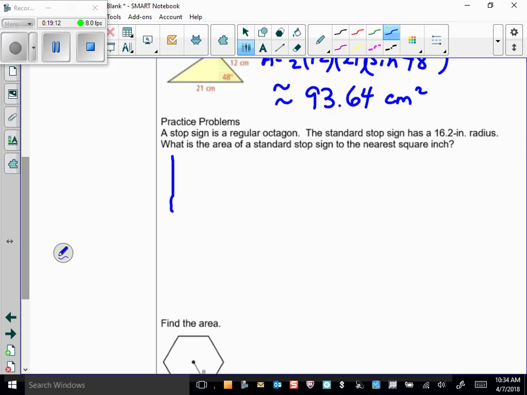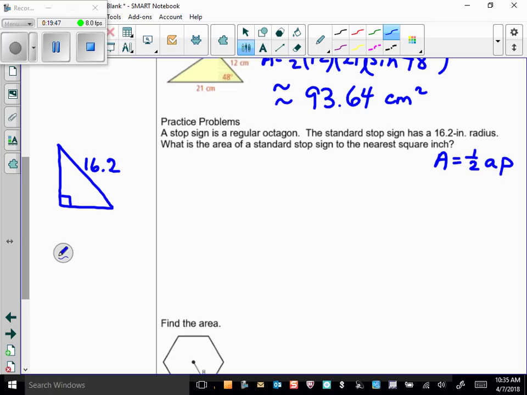I'm just going to draw my little triangle, and I'm going to do it over here to the side so I have more room to do my work. So regular octagon, here's my little triangle. I know I got 8 triangles in there, right? This one has a radius, there's my radius, 16.2. The radius of the polygon will always be the hypotenuse of your little regular triangle. So what's the area? Area is 1/2 AP.